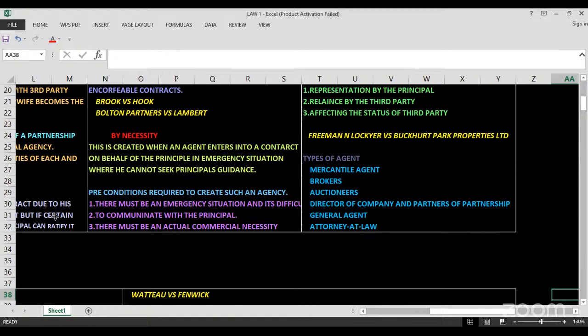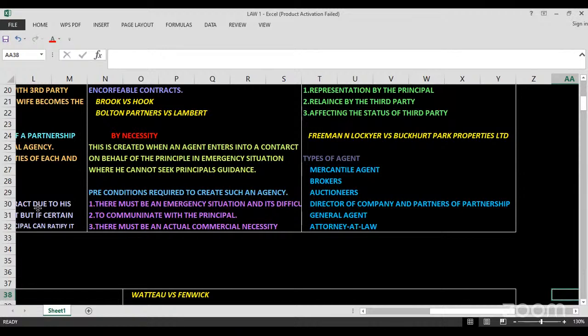But that's an emergency situation where he can't go and call and ask the senior policeman, shall I do this work? He can't do so. The situation is an emergency. So that is through necessity. Now, in order to create an agency of necessity, there should be some conditions. So let's see those conditions.